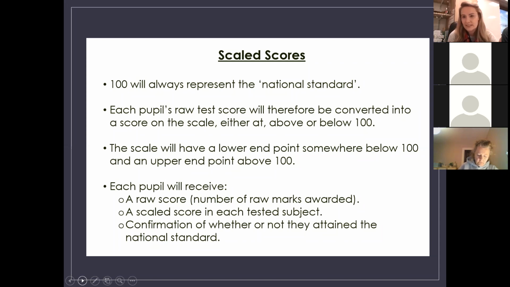100 is the national standard. So that's what the children are obviously aiming for, is to get 100, the national standard. They have a raw score, so that's the actual mark, which is then converted into the scaled score, and that's what the children will receive. The scale will have a lower endpoint somewhere below 100 and an upper endpoint above 100. We're not entirely sure what that will look like this year.